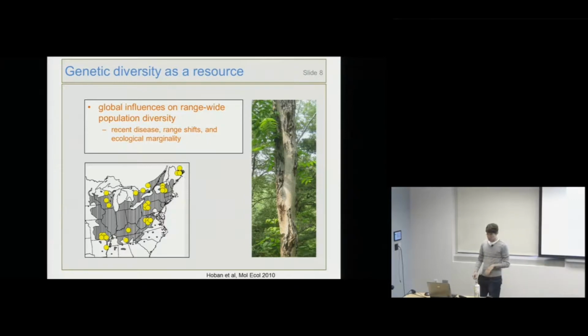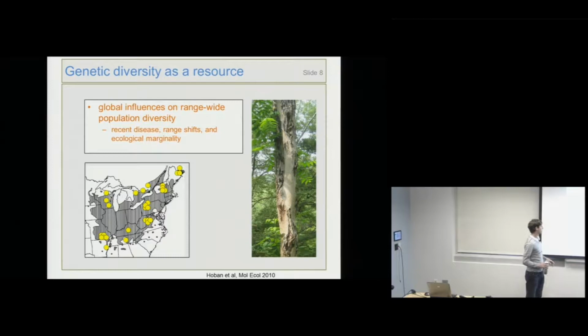Similar to a disease that devastated the American chestnut, there's been a fungal pathogen introduced. First appeared in the southern portion of butternut's range. This is Tennessee here, and has progressed northward and is now found throughout the species range. I was interested in whether this disease had led to much loss or much change in the genetic diversity of this species.